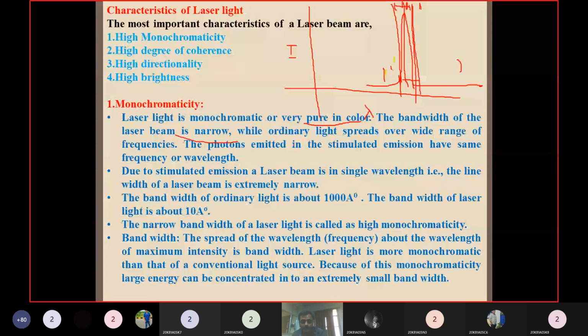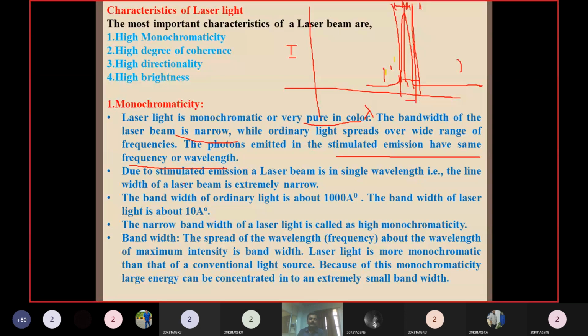So the photons emitted in stimulated emission have the same frequency or wavelength. Approximately the same frequency or same wavelength. Both terms are the same here, because there is a relation between frequency and wavelength. That's why we can say it in terms of wavelength or frequency. In stimulated emission, either wavelength or frequency is approximately the same.